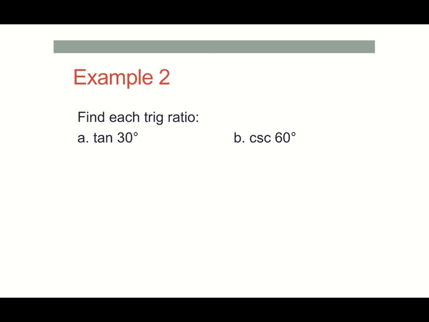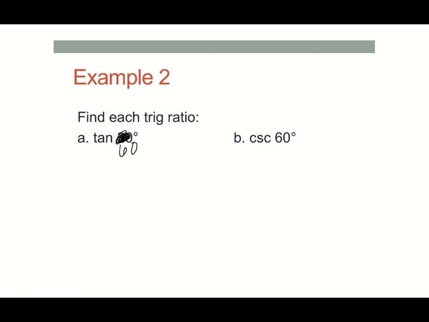All right, we've got 2 more examples here. Find each trig ratio. We've got the tangent of 30, which we just did. So let's change that up. We'll do the tangent of 60 degrees and cosecant of 60 degrees. So pause the video, draw your reference triangle, and go ahead and try and figure out tangent of 60 and cosecant of 60.